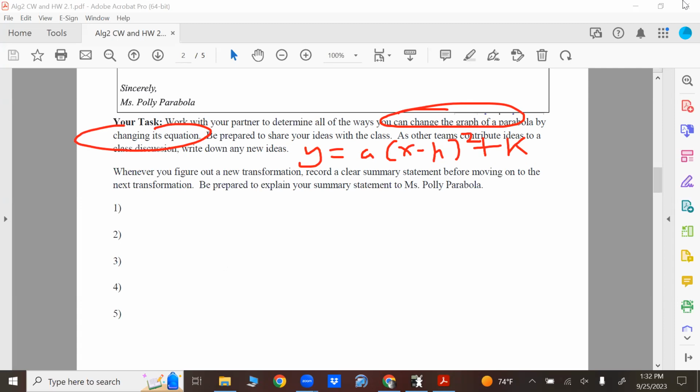Okay, so let's talk about all the ways we're going to change the graph. We are going to talk about horizontal shifts.